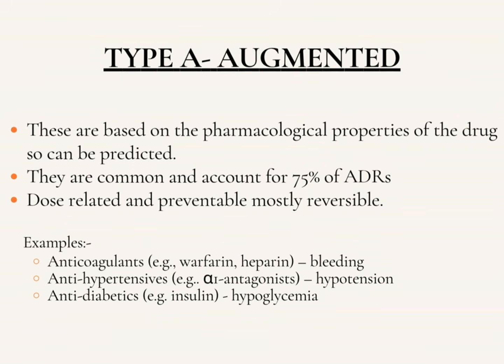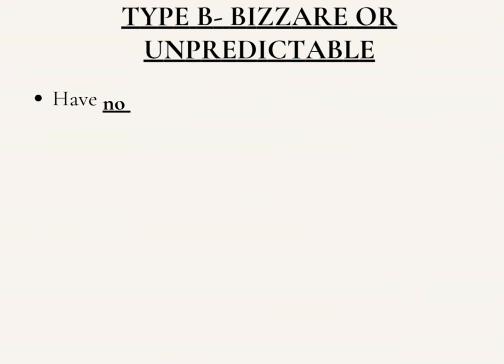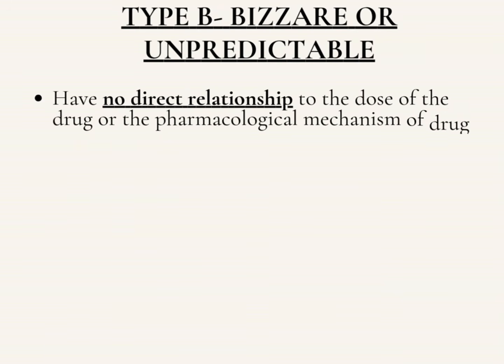Type A reactions are also called augmented reactions. These reactions are predictable because they are based on the known pharmacological action of the medicine. They account for nearly 75% of all ADRs. They are dose related and are usually preventable. Examples: warfarin causing bleeding, antihypertensive drug causing hypotension, insulin causing hypoglycemia. Since these reactions are predictable, proper dose adjustment and patient monitoring can prevent most of them.